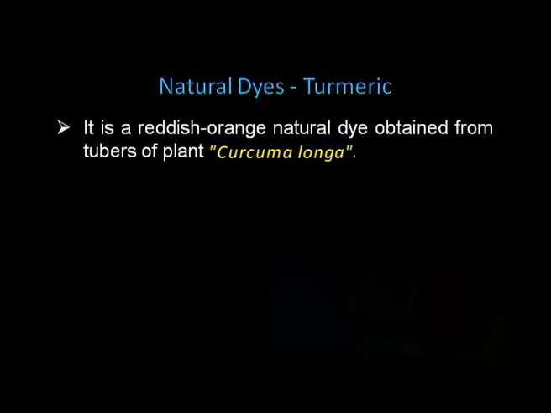and that is why henna has such a bright color. Another natural dye is turmeric, very well known, and it is a reddish orange natural dye obtained from the tubers of the plant Curcuma longa. This turmeric is used as a natural antiseptic also. It is extensively used in India to impart yellow color to food, especially curries and gravies. It is a very good antioxidant also, and it is used as a preservative in a number of cosmetic formulations. So, it has diverse utility.